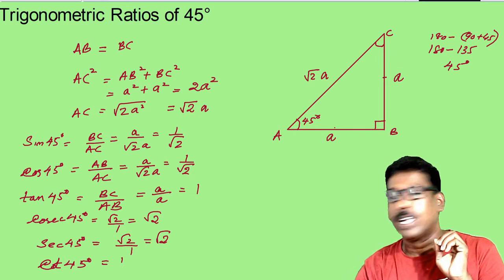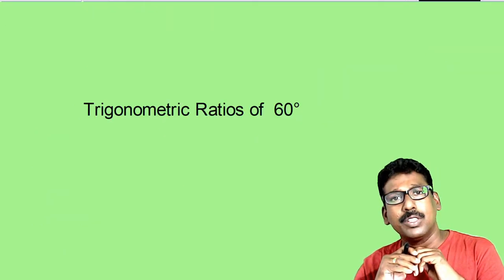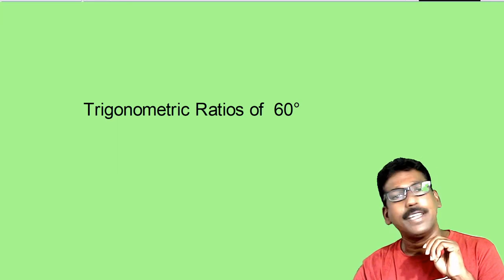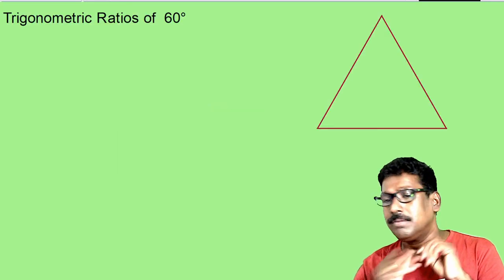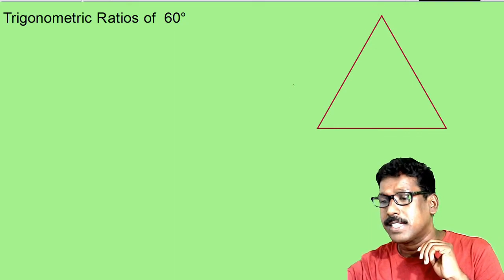Now let us find out the trigonometric ratios of 60 degree. For that, let me take an equilateral triangle. Here, let me name it as ABC.